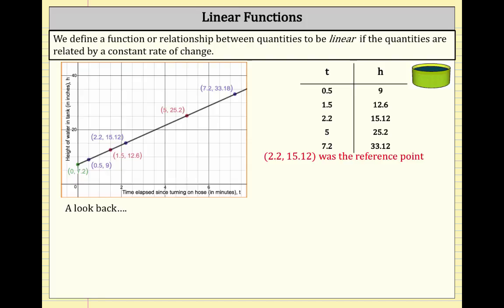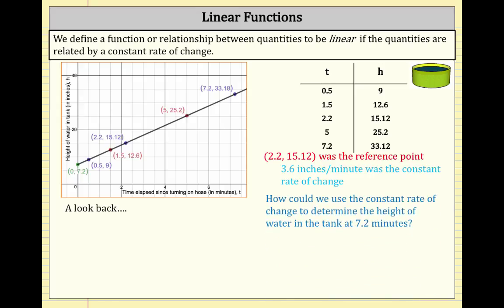In this problem, (2.2, 15.12) was the reference point, and it represented a known measurement in which when 2.2 minutes elapsed, 15.12 inches was the height of the water in the tank. Also, we knew in this problem that 3.6 inches per minute was the constant rate of change. And we had also discussed how we could use a constant rate of change to determine the height of the water in the tank at 7.2 minutes. So as we're taking a look back, let's see how that was accomplished.